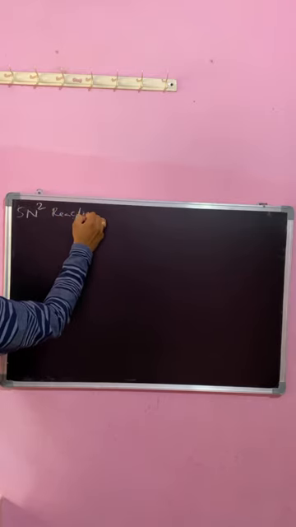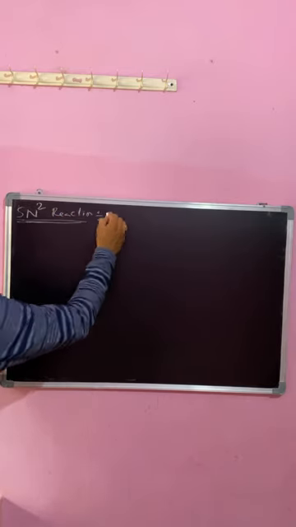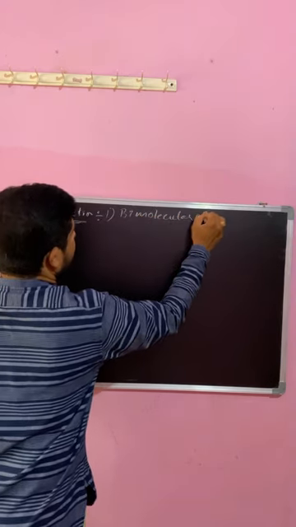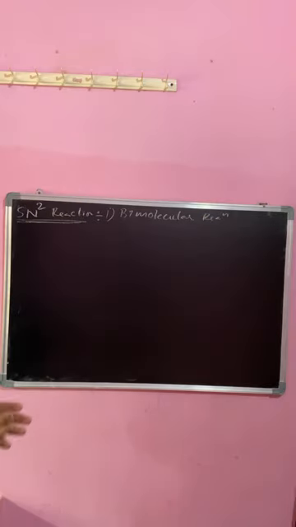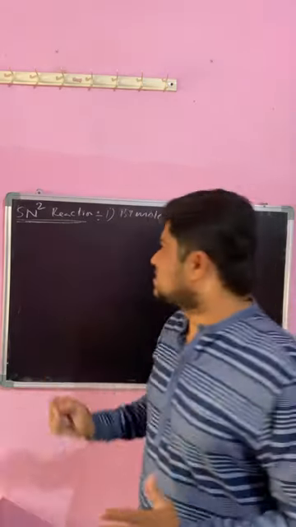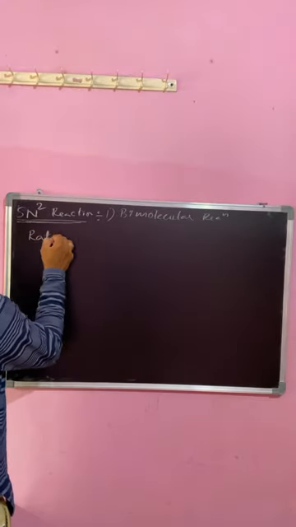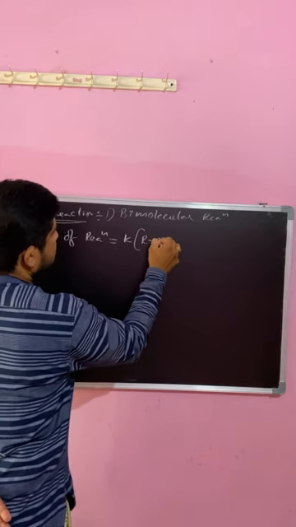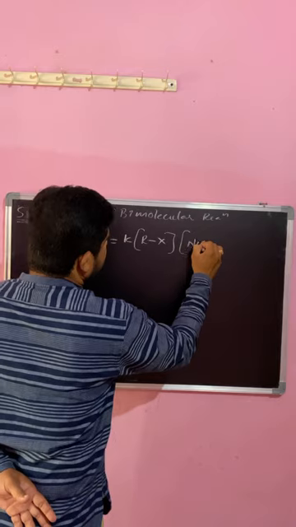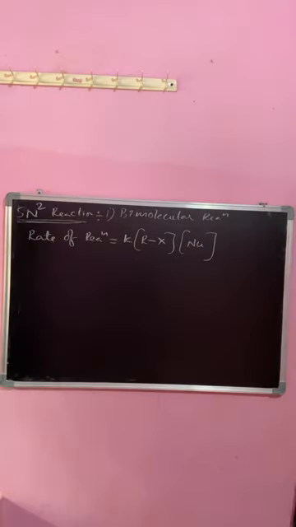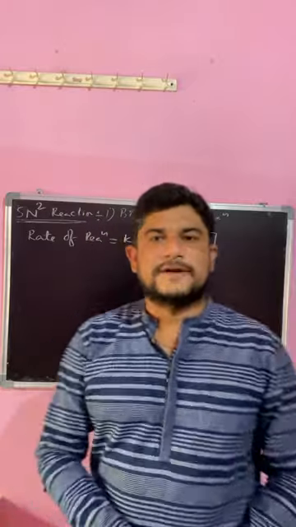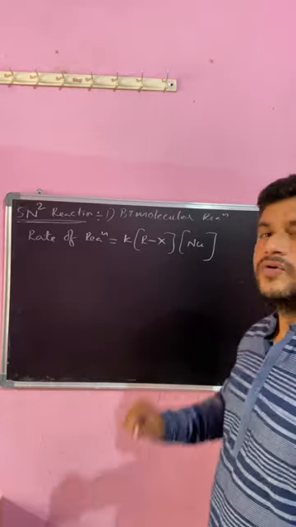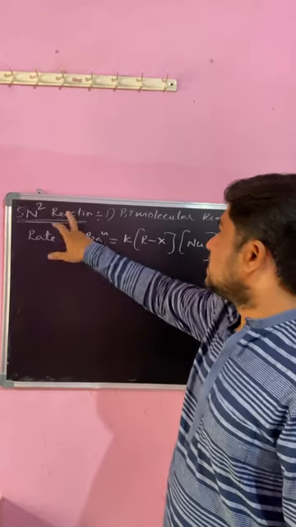SN2 reaction. Just now I told you SN2 reaction means it's a bimolecular reaction. So SN2 reaction is a bimolecular reaction in which the rate of reaction depends upon the concentration of alkyl halide as well as nucleophile. Here in the SN2 reaction, the rate of reaction is directly proportional to the concentration of alkyl halide as well as nucleophile. That's why it is called SN2 reaction.